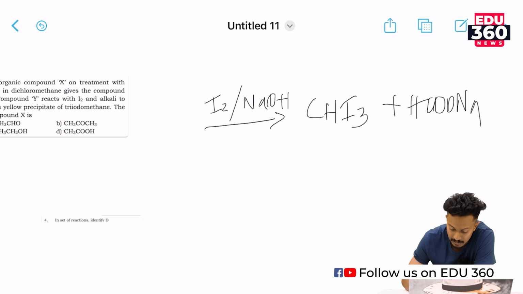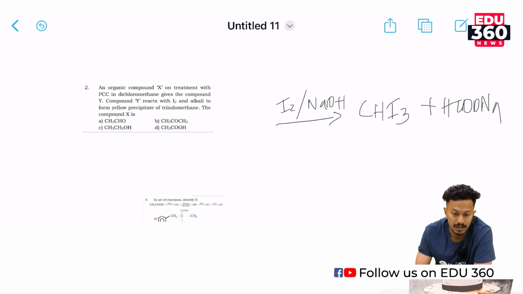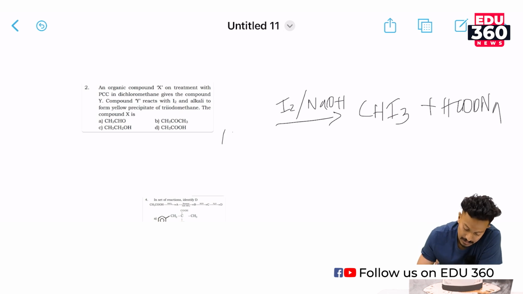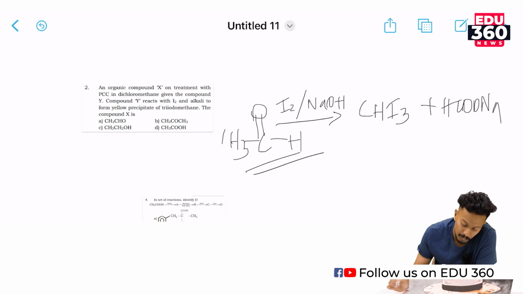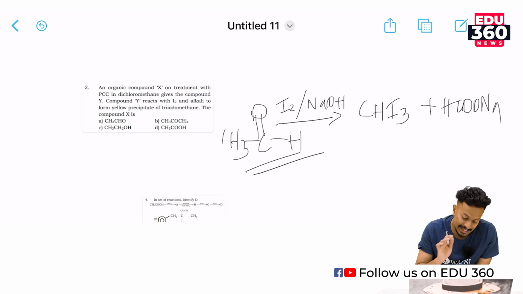HCOONa. These are the products when a haloform reaction occurs, giving triiodomethane. So here we have Y is CH3CHO. This is the compound. So compound Y is acetaldehyde. From this acetaldehyde we have to find out compound X.